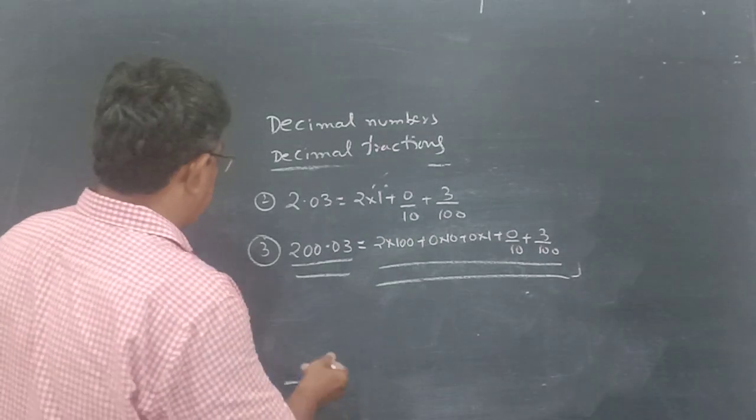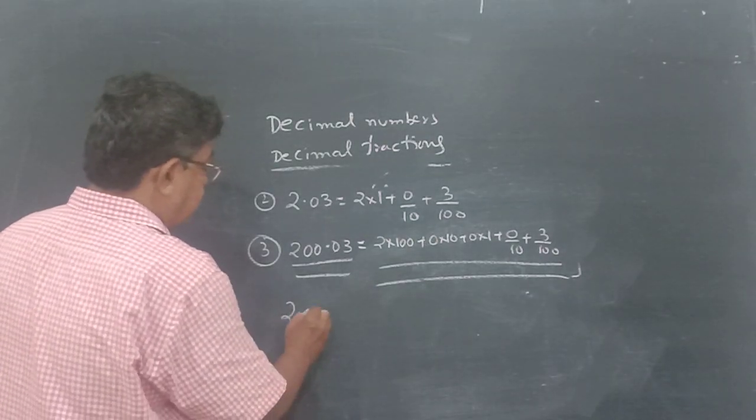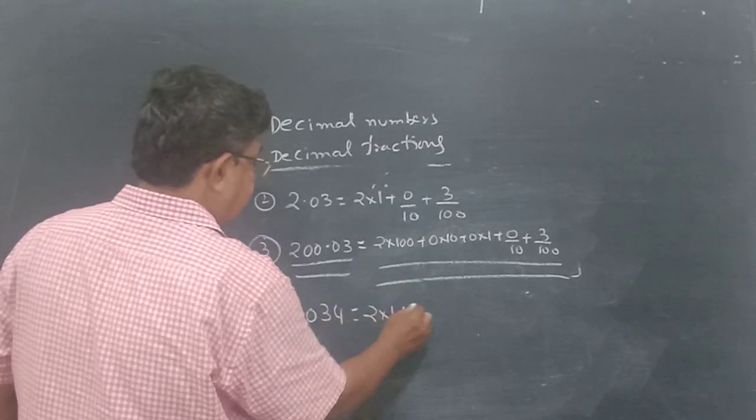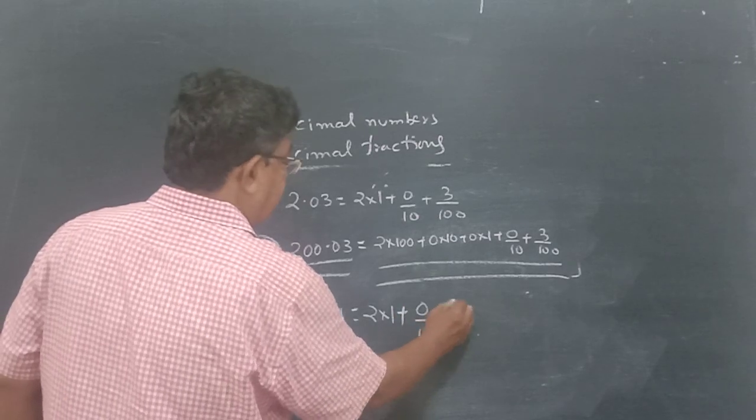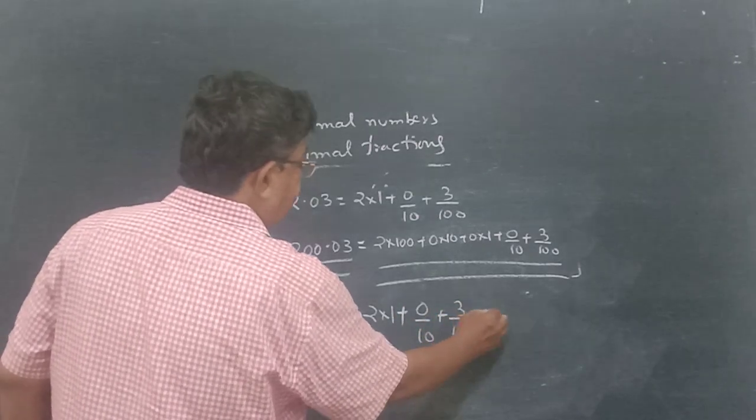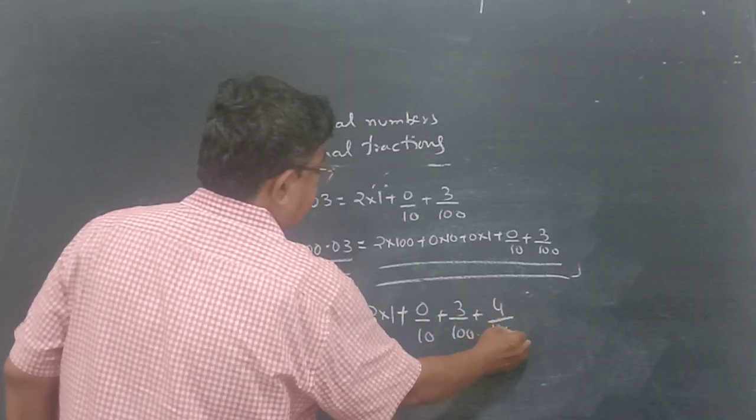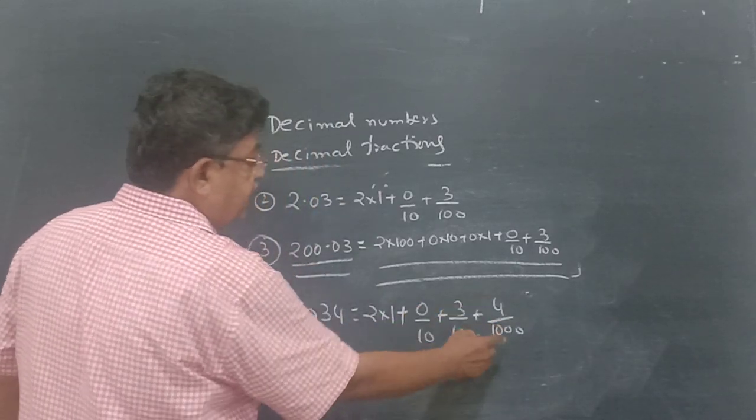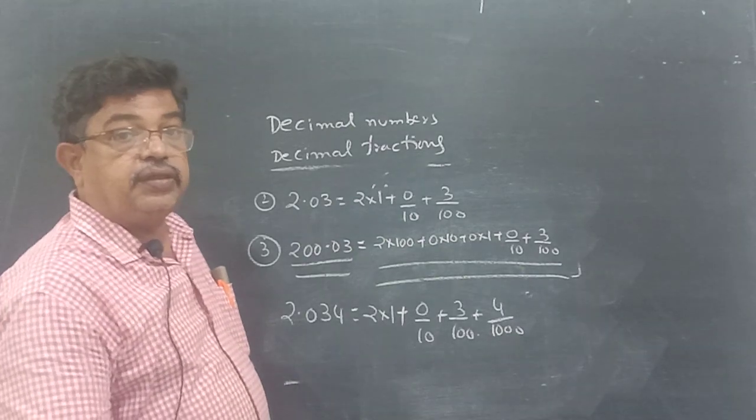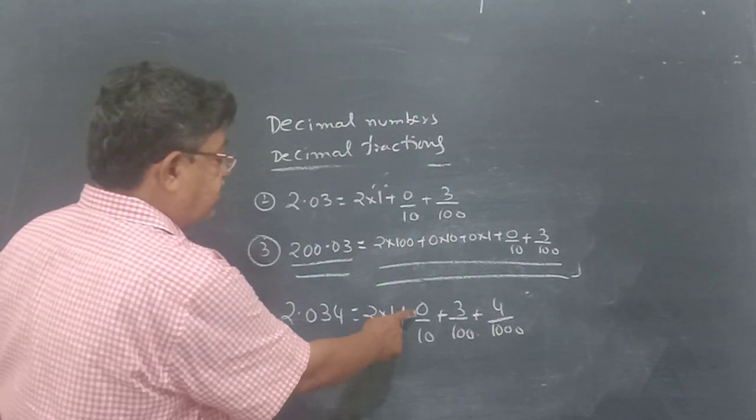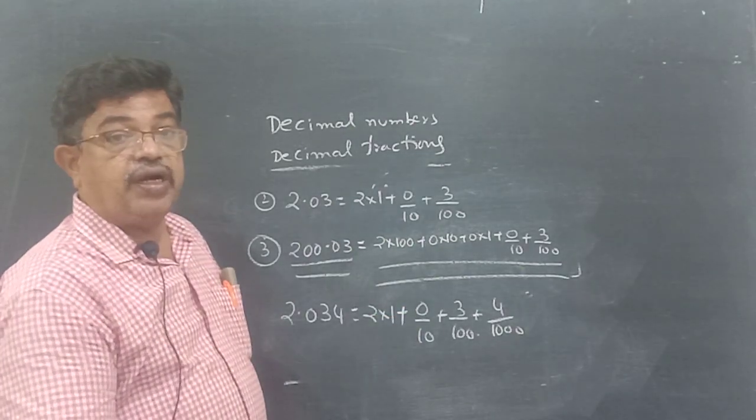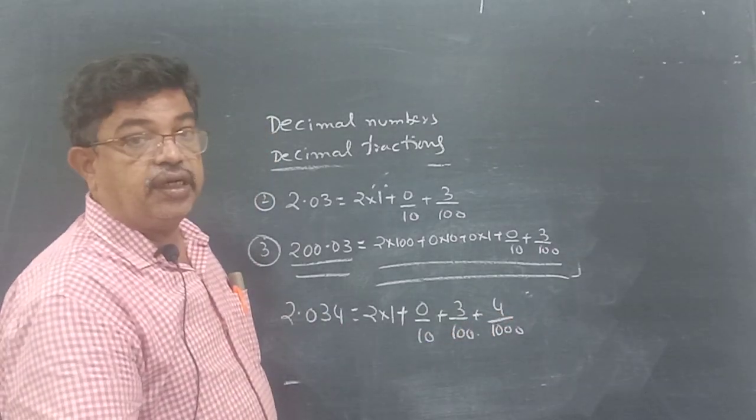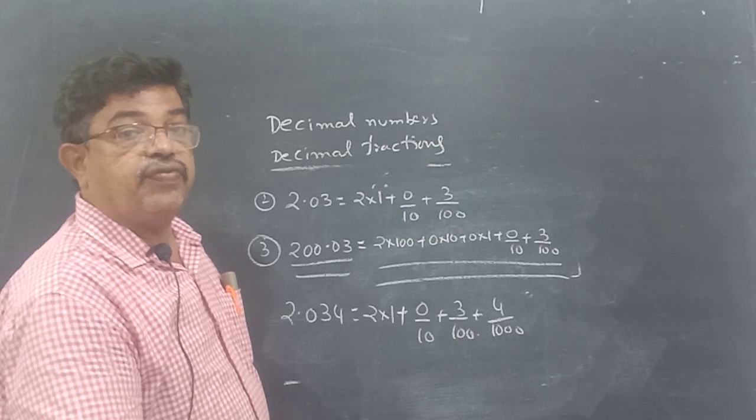And last one, 2.034. 2 is in the units place, 0 is in the tenths place, 3 is in the hundredths place, and 4 is in the thousandths place. So 2 into 1 plus 0 by 10 plus 3 by 100 plus 4 by 1000. This is called the first decimal place value, which is called tenths, hundredths, thousandths, and so on. I think you followed.